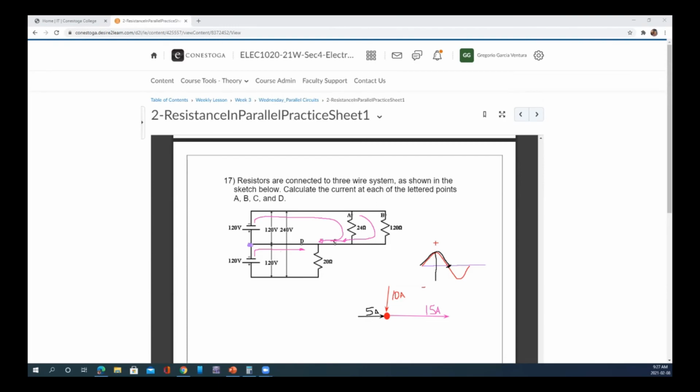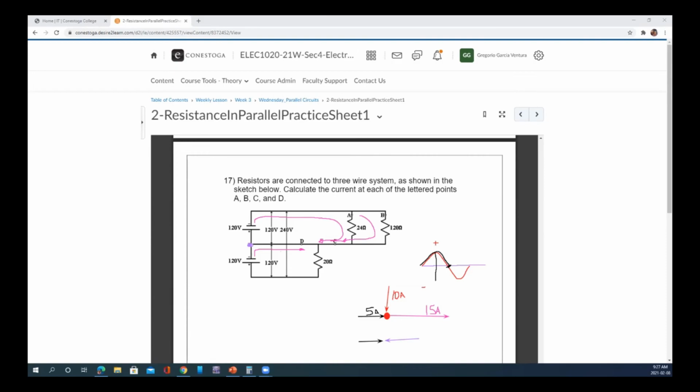So if I had 5 amps in this direction, and I have another vector, like that, in the opposite direction.